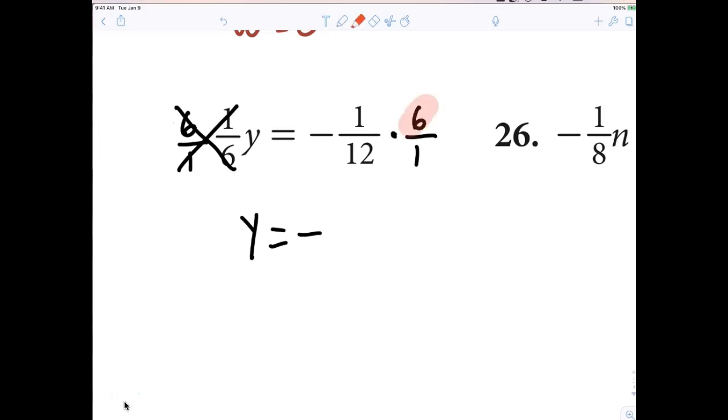All right, now here 6 goes into 6 once. 6 goes into 12 twice. 1 times 1, 1. 2 times 1. Negative 1/2 is my answer. Bam, got it. Feels good. Yes. Number 27.